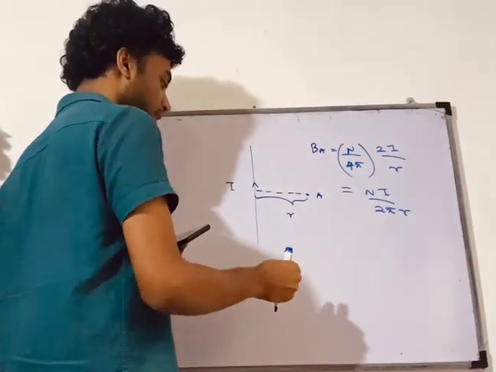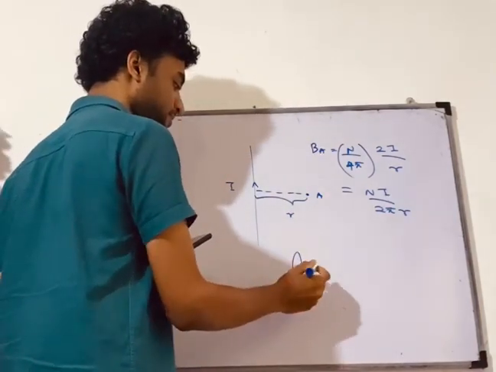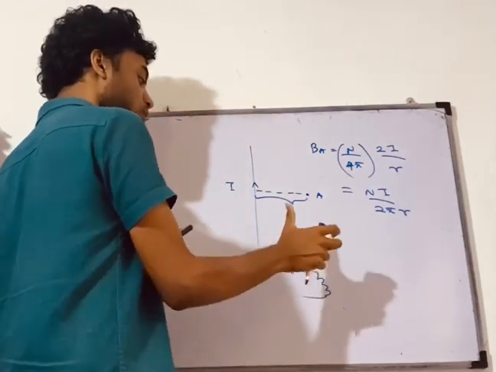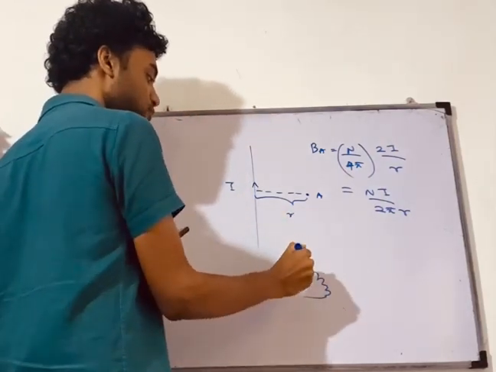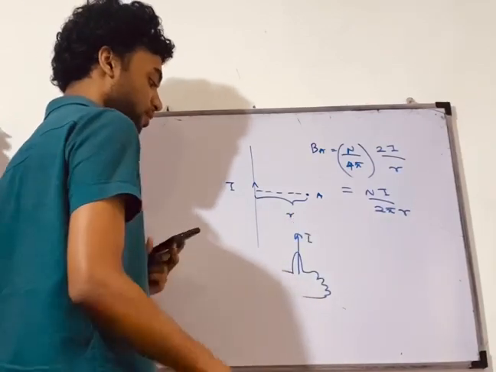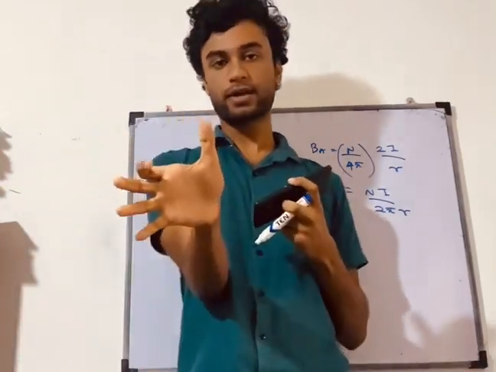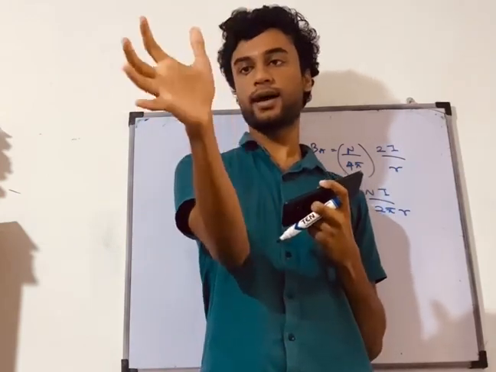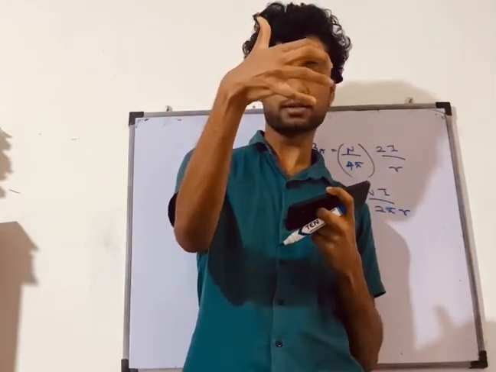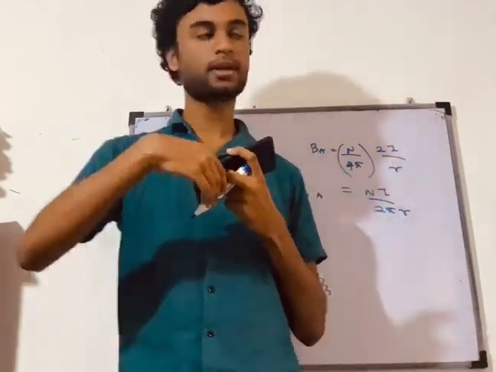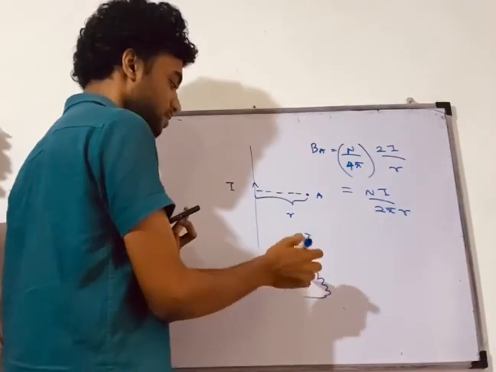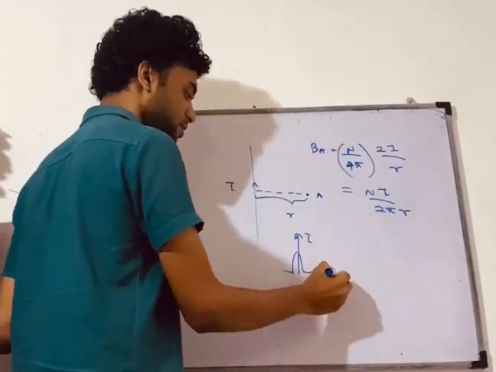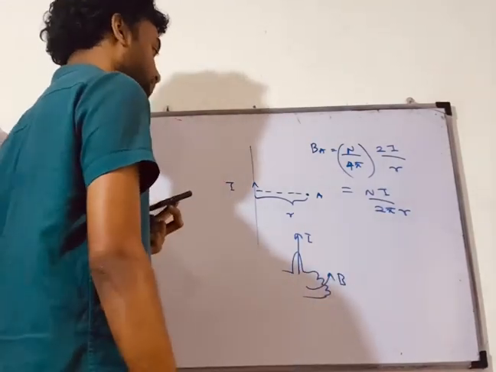Now, if you keep your thumb like this, and curl your fingers like this, I hold my thumb in the direction of the movement of current. If current goes up, I have to hold the thumb up like this. And I have to curl my fingers in the direction of the magnetic field intensity. You can see this. So the fingers are curled in the direction of the magnetic field intensity. So it's a representation.